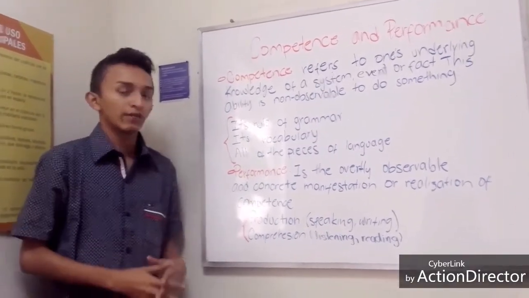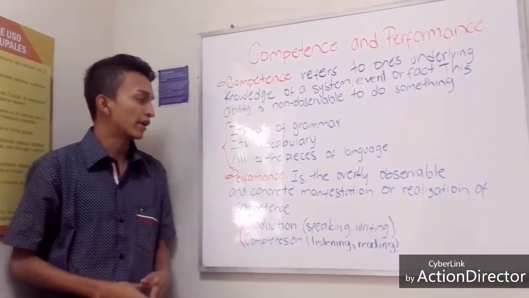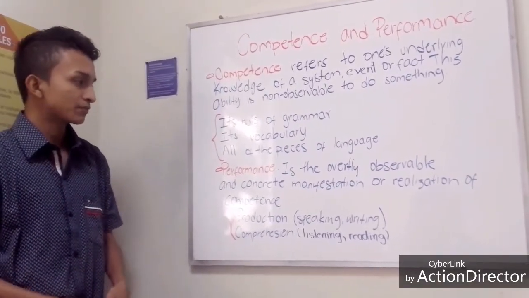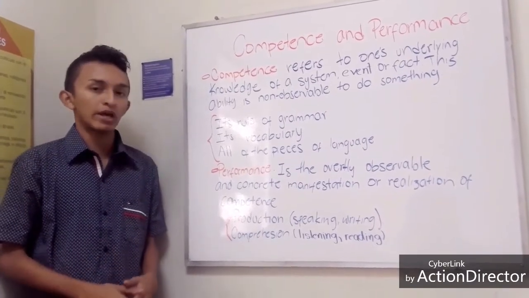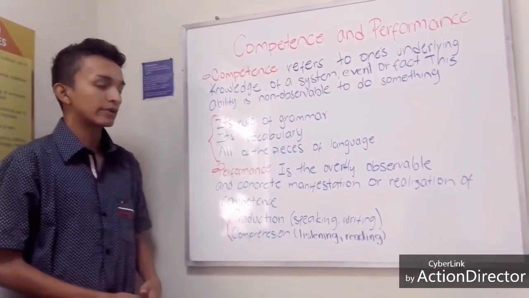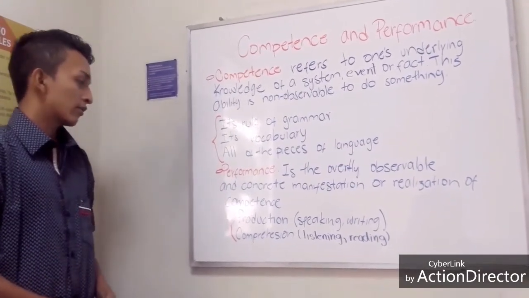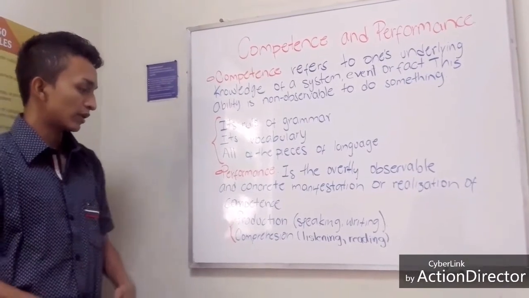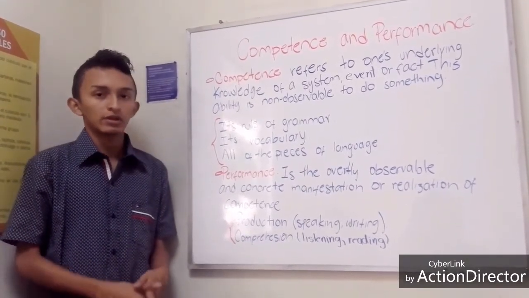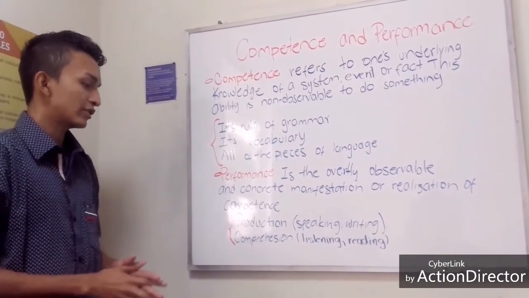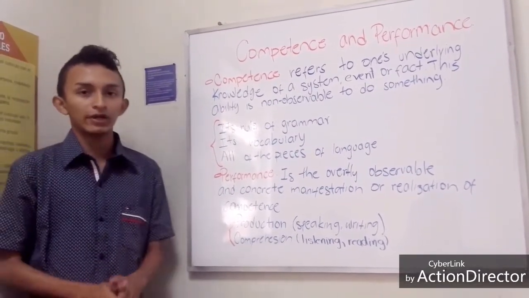In competence, we can find its rules of grammar, its vocabulary, and all the pieces of language that are speaking, writing, listening, and reading. Performance is the overtly observable and concrete manifestation or realization of competence, and we can find production and comprehension. Production is speaking and writing, and comprehension is listening and reading.